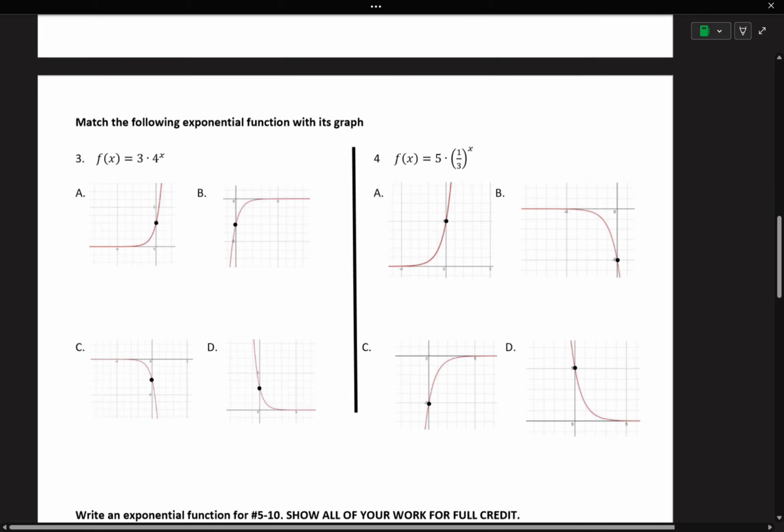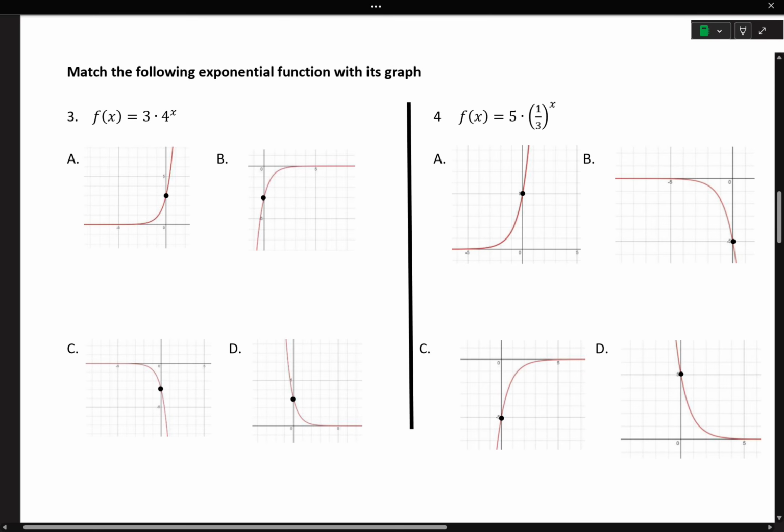Right. In number 3 and 4, I'd like us to match the exponential function with its graph. There's 2 ways of doing this. Of course, you can enter this into the graph function of your calculator and kind of match it up with a picture. Or you can go by the fact that the first number in an exponential function, the one that's not the base, is our y-intercept. So we need a y-intercept of 0, 3.